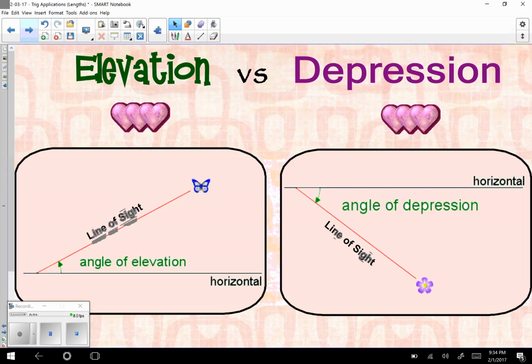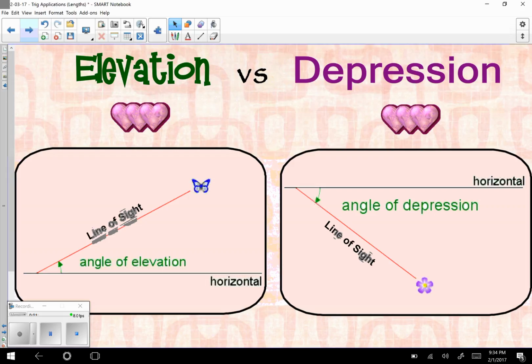So we've got elevation versus depression, okay? An angle of elevation is going to be the angle that is created by a line of sight when you're looking up from a horizontal ground, okay? So if you look at the example, if you were standing on the ground looking up at the butterfly, the angle of elevation is that angle that would be created from the line of sight looking up towards the butterfly.